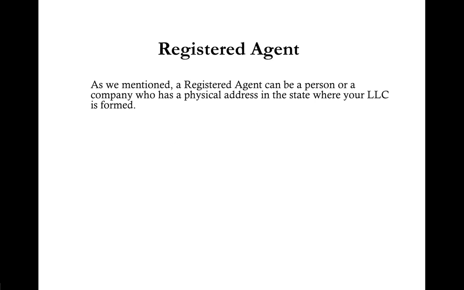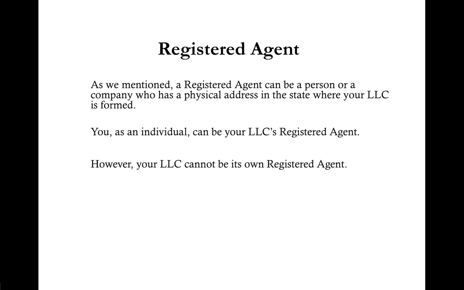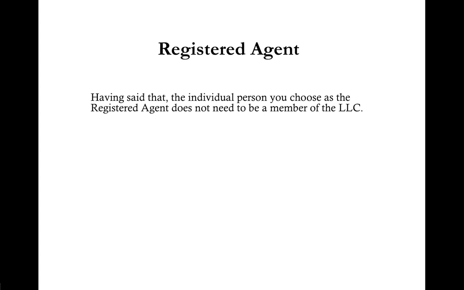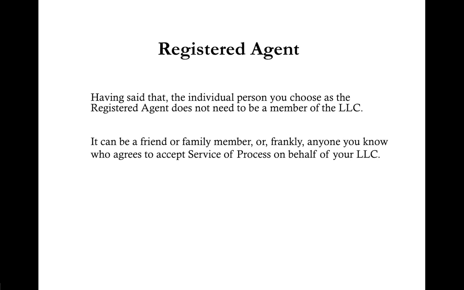As we mentioned, a registered agent can be a person or a company who has a physical address in the state where your LLC is formed. You, as an individual, can be your LLC's registered agent. However, your LLC cannot be its own registered agent. For individuals who have an address in the state, it is most common that they serve as the LLC's registered agent. Having said that, the individual person you choose as a registered agent does not need to be a member of the LLC. It can be a friend or family member, or frankly, anyone you know who agrees to accept service of process on behalf of your LLC.